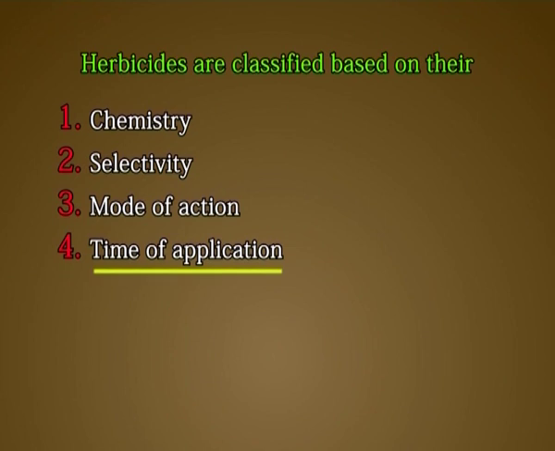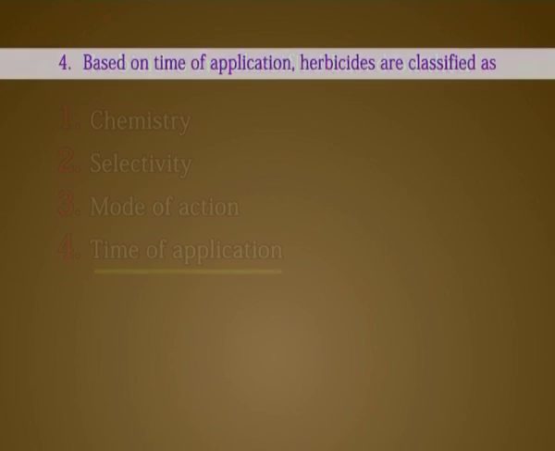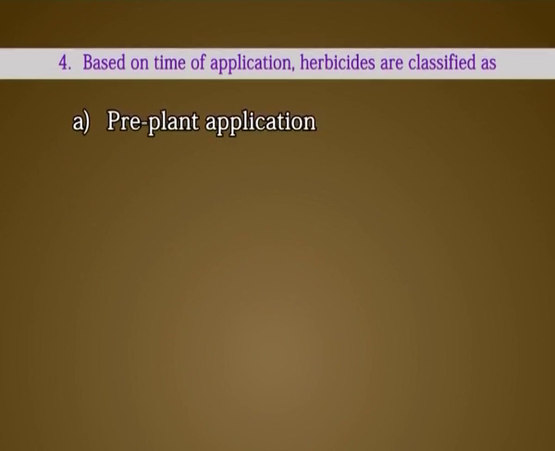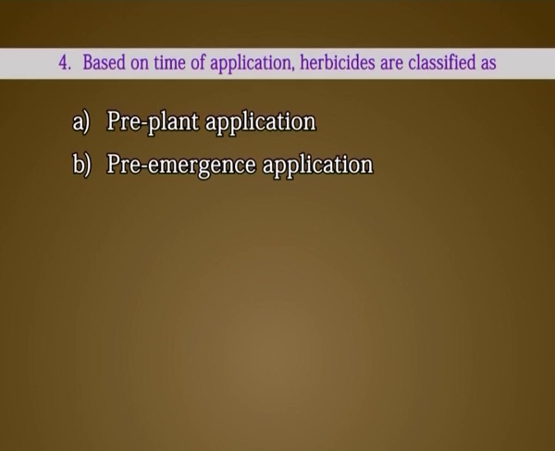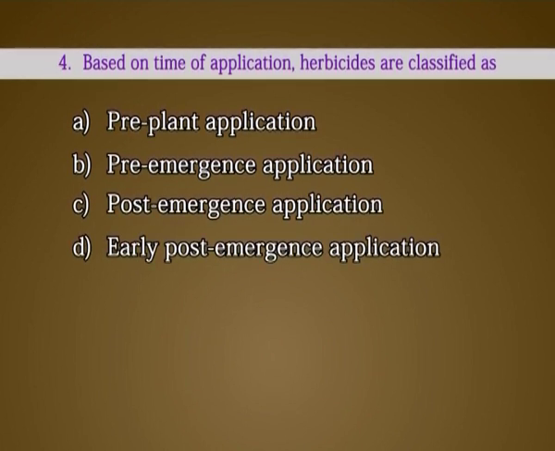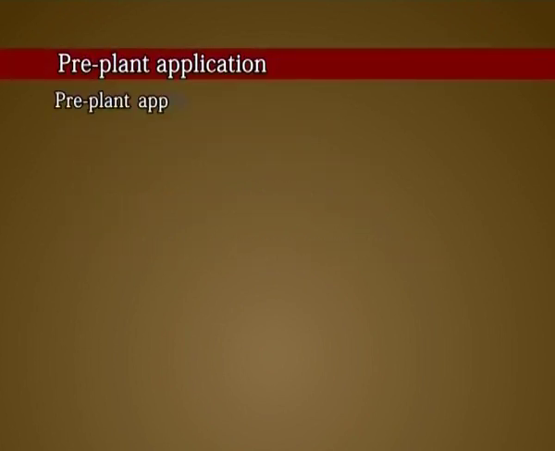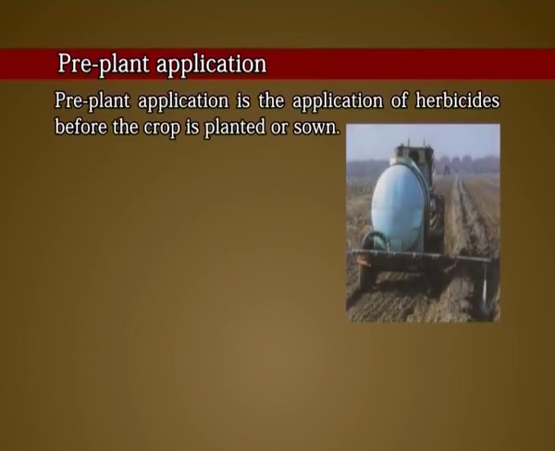Number 4, based on time of application, herbicides are classified as: A, pre-plant application; B, pre-emergence application; C, post-emergence application; D, early post-emergence application. So first start with A, pre-plant application. Pre-plant application is the application of herbicides before the crop is planted or sown.